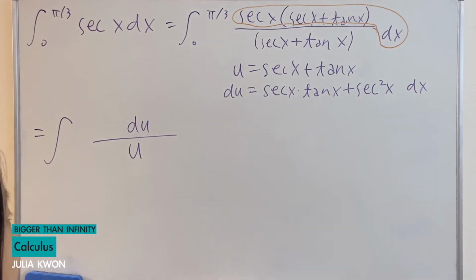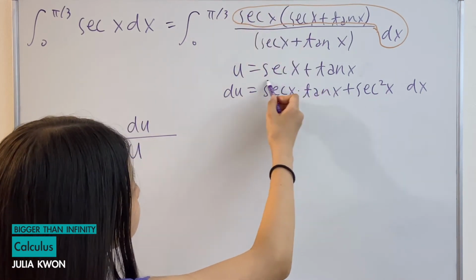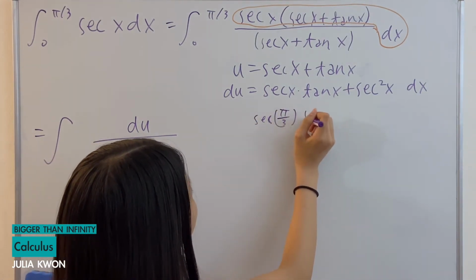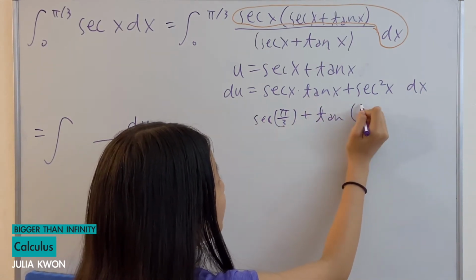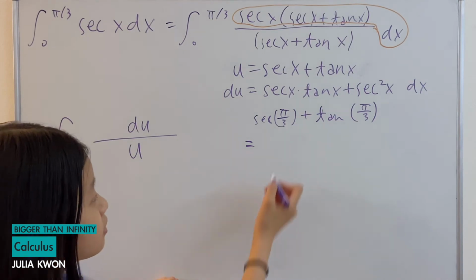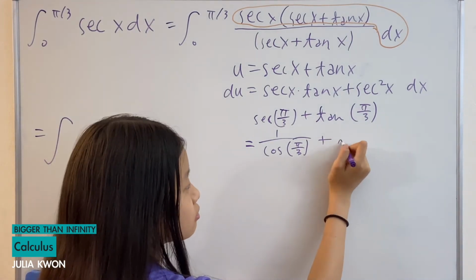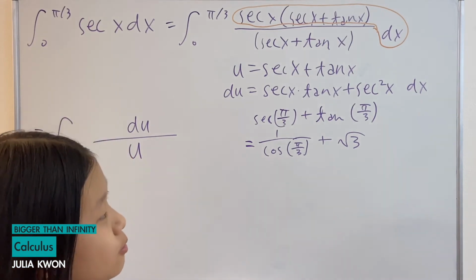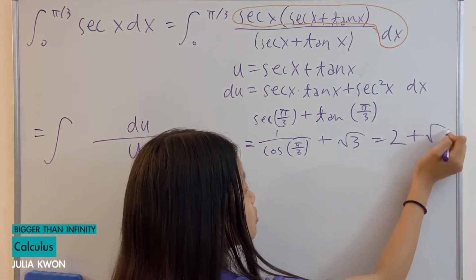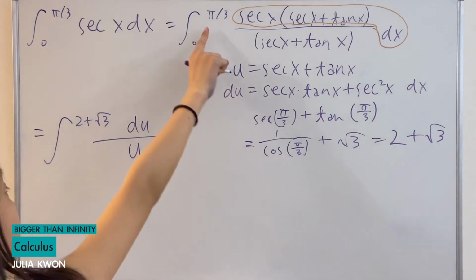Since we used the u substitution rule, we would also have new limits. If we put in pi divided by 3 for x in u, we would have secant of pi over 3 plus tangent of pi over 3. Secant pi over 3 is equal to 1 divided by cosine pi over 3, and tangent pi over 3 is the square root of 3. Cosine pi over 3 is 1/2, so 1 divided by cosine pi over 3 would give us 2, and we also add the square root of 3. So we're going to replace pi over 3 with 2 plus the square root of 3.